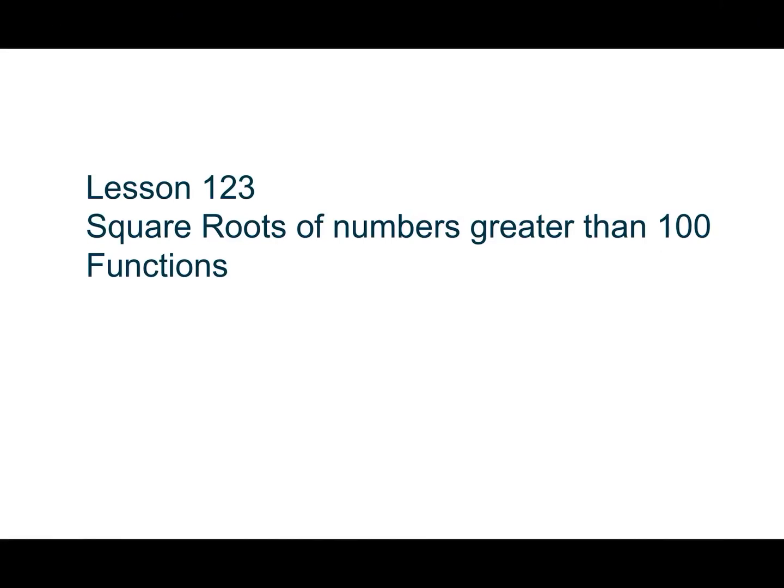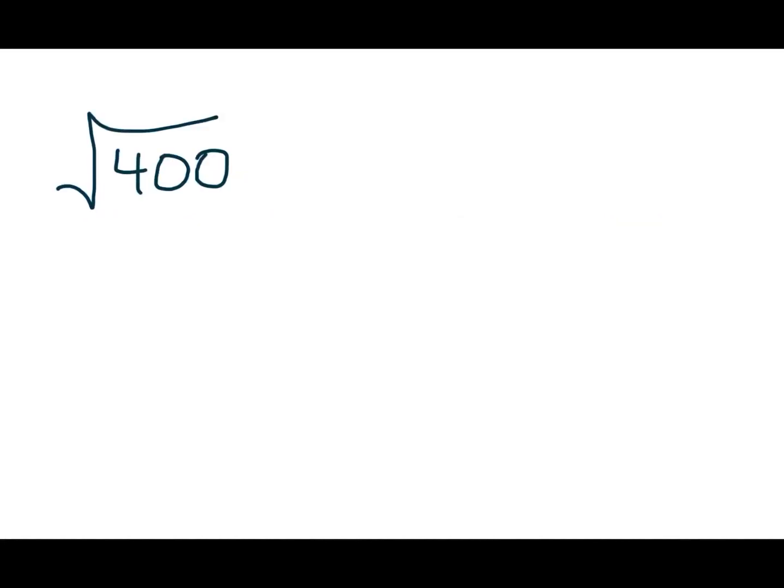This is lesson 123. You guys, look at how far in the book we've gotten. This is pages 598 to 600. We're going to cover square roots of numbers greater than 100, and I'm going to introduce you to functions, which is fun. Okay, so our first example is the square root of 400.